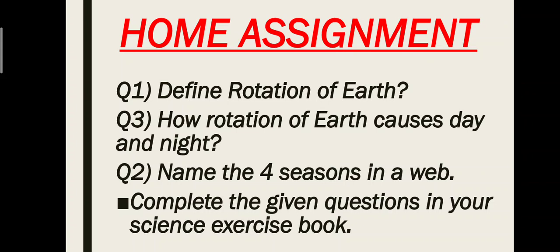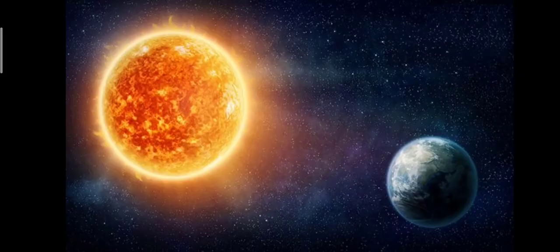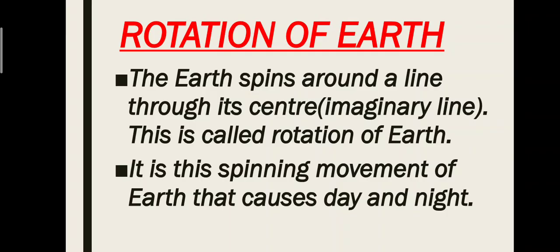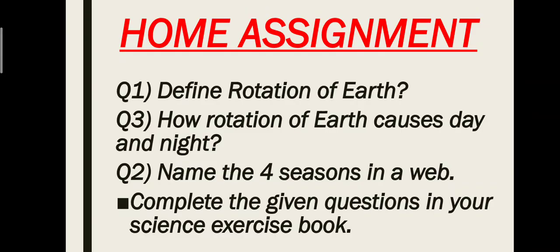The first question is define rotation of earth. Write down a 2 to 3 lines definition of rotation of earth, and this definition is also present in your science book page number 119, and I have also shown you the definition. This first point is the definition of rotation of earth. Then the second question is how rotation of earth causes day and night.